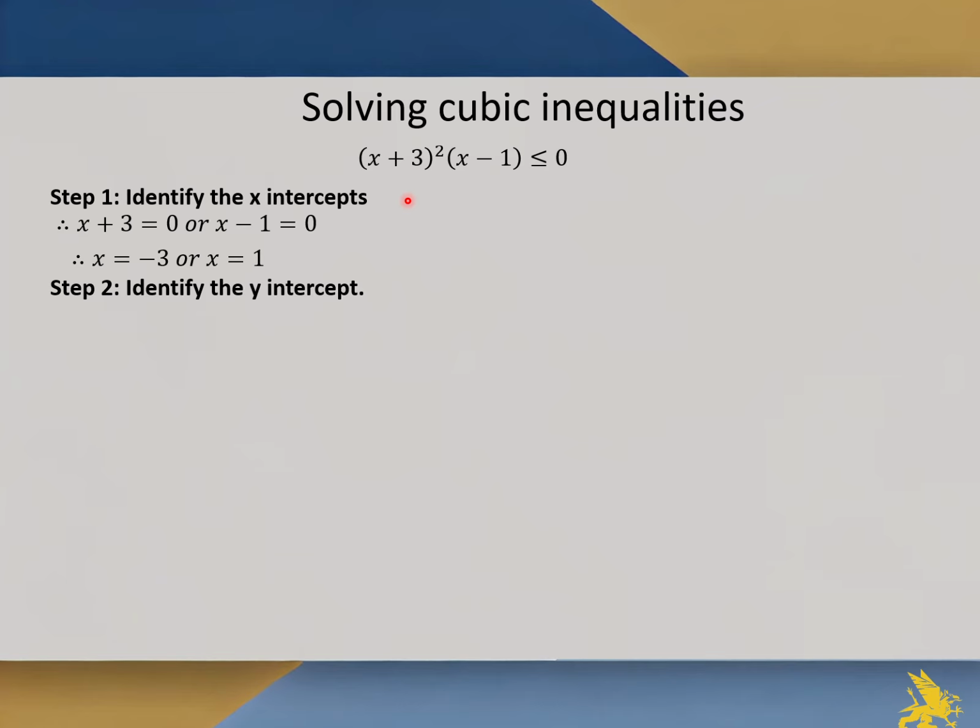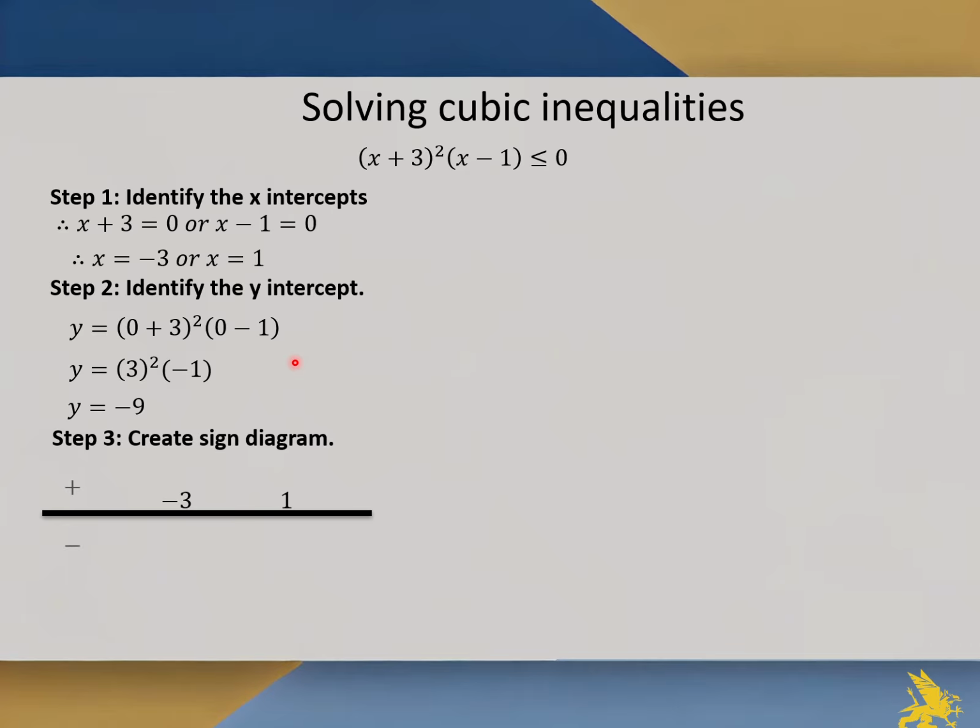Identify the y-intercept. To find the y-intercept, I need to make x 0. So that will give me 3 squared times -1, which is -9. For creating a sign diagram, I'm just going to have 2 points. So I'll have -3 and 1.